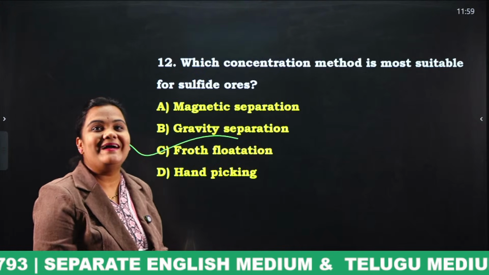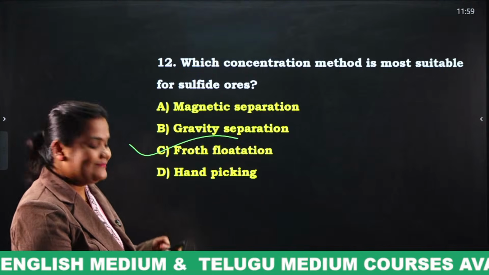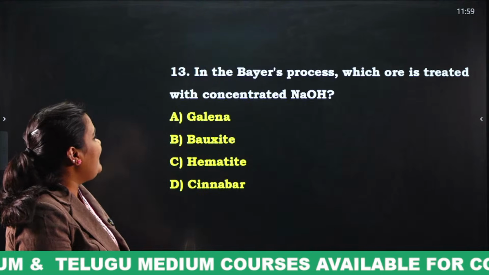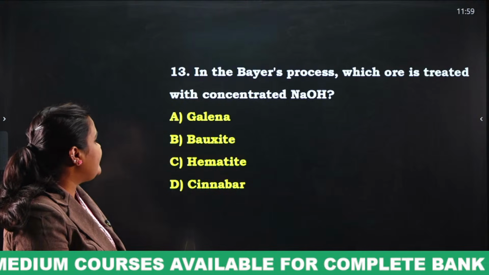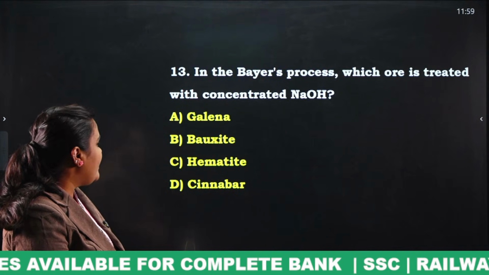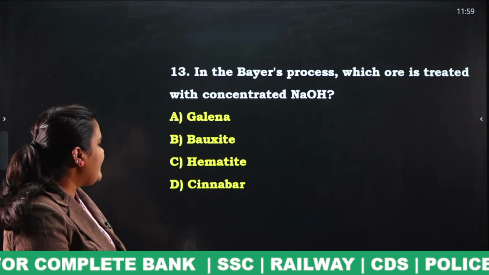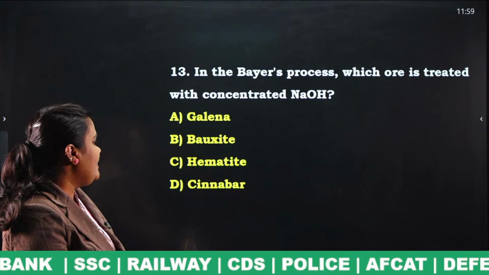Black Panther, all your answers are wrong. Next. In the Bayer's process, which ore is treated with concentrated NaOH? Galena, bauxite, hematite, cinnabar. Now tell me.